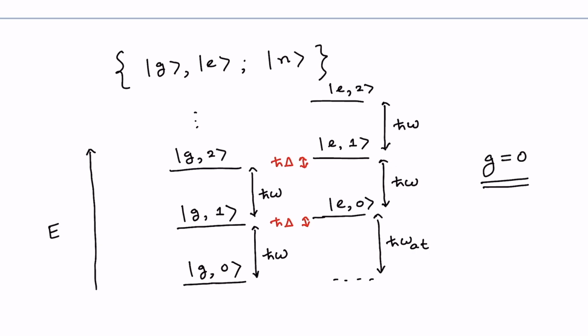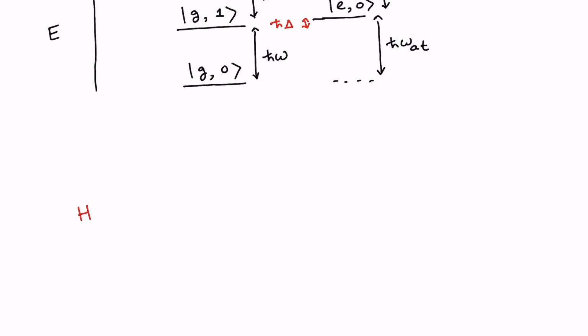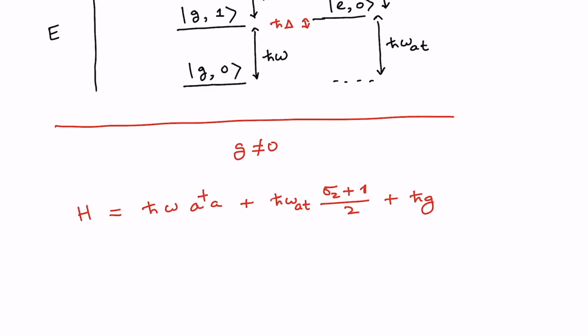However, the only difference is that now we are going to include the other term in the Hamiltonian. We had this Hamiltonian: ħω a†a plus the atomic part ħω_atom (σz plus 1)/2, and we have also now this interaction term. Now we are going to discuss the case when this coupling is non-zero. That means there is finite coupling between the atom and the field. Then we have to consider this full Hamiltonian, and we can draw similarly the energy level structure.